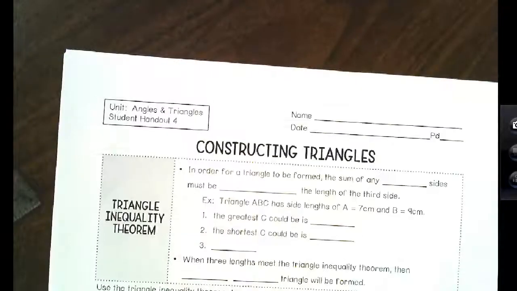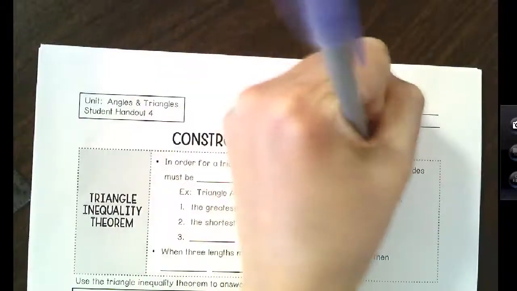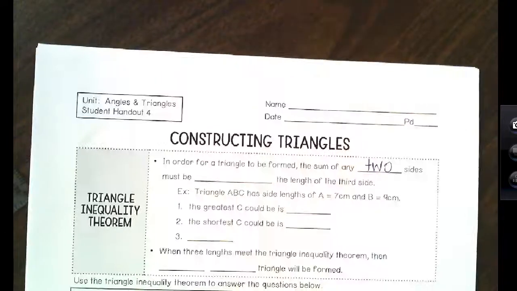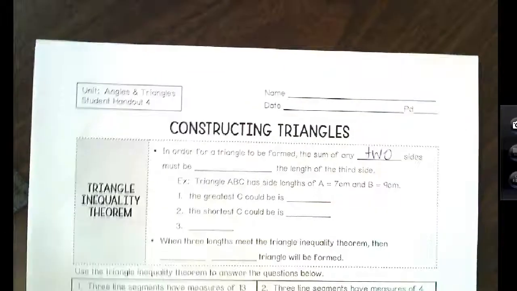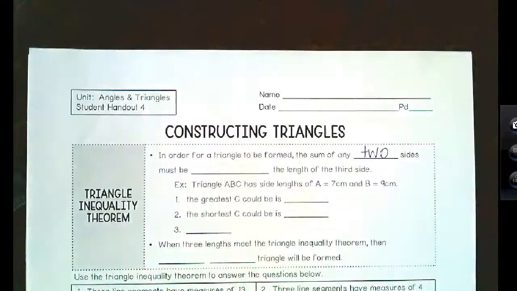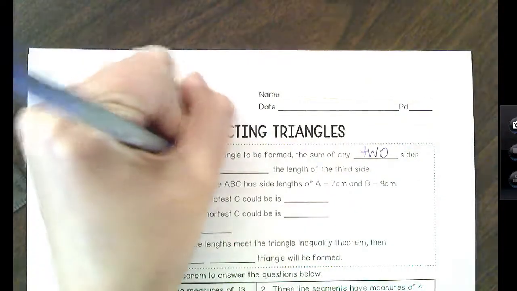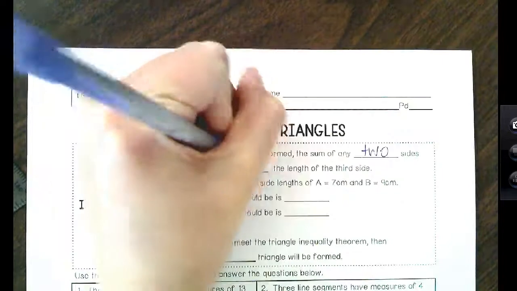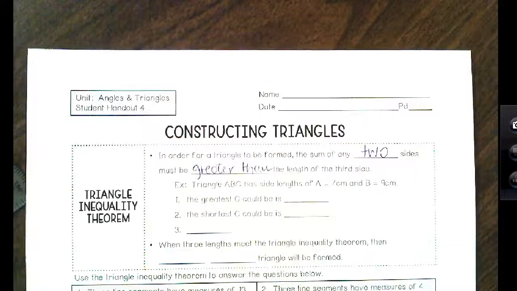All right, so when we are constructing triangles, in order for a triangle to be formed, the sum of any two sides must be greater than the length of the third side.